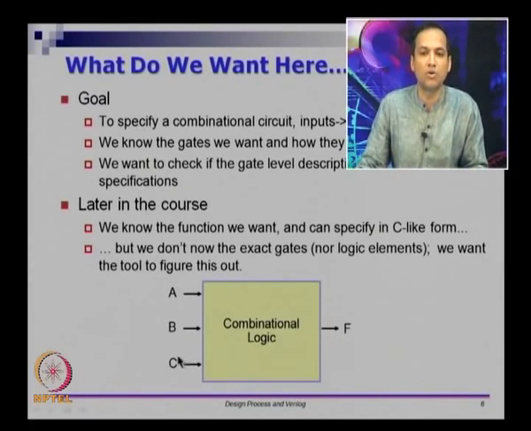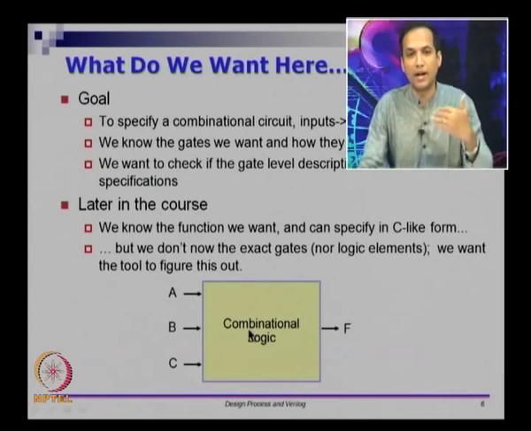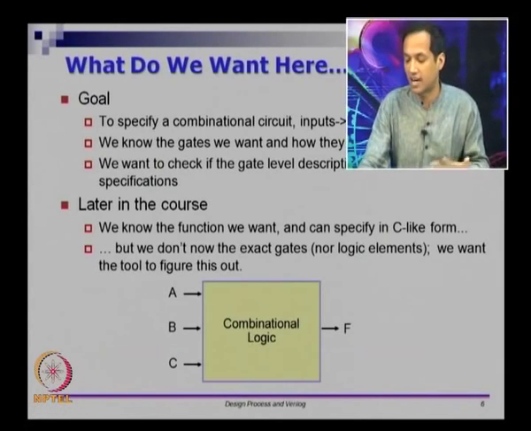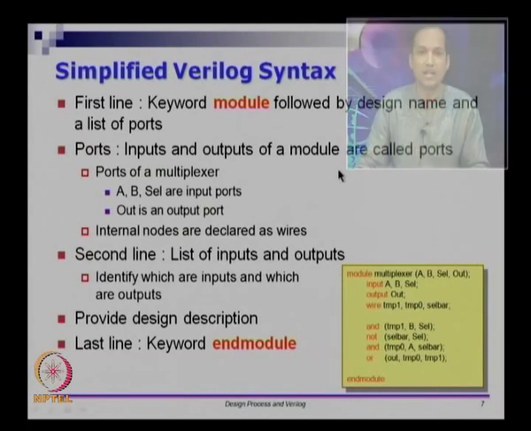So right now we are going to assume that I want to implement a function f in terms of, let us say, 3 inputs A, B and C. We will need a mechanism by which we represent the logic which will get f. In this video, this combinational logic is not very abstract, we will describe it in terms of gates, but later we will see how to write it in an abstract way. So let us see Verilog syntax.